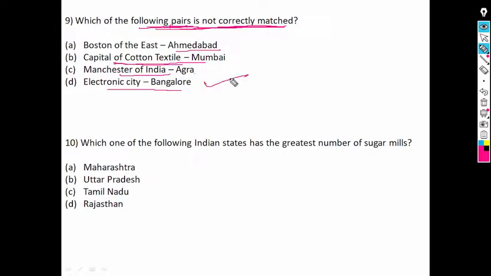This is correct. Manchester of cotton textile is Mumbai. Boston of India. This Manchester of India is your Agra. This is not correct.